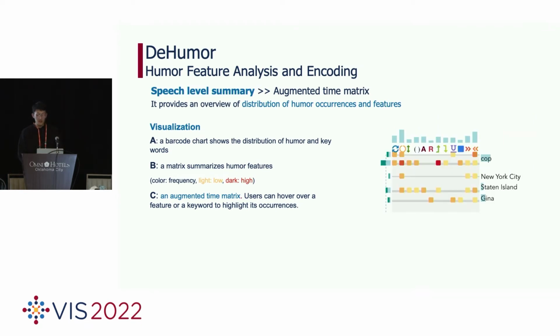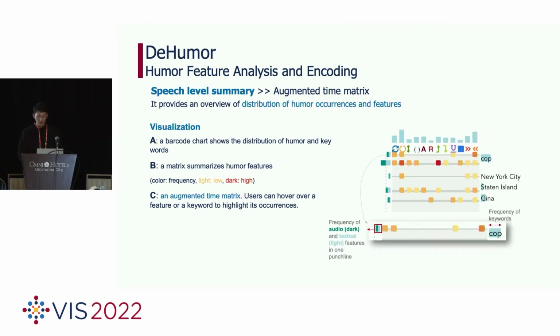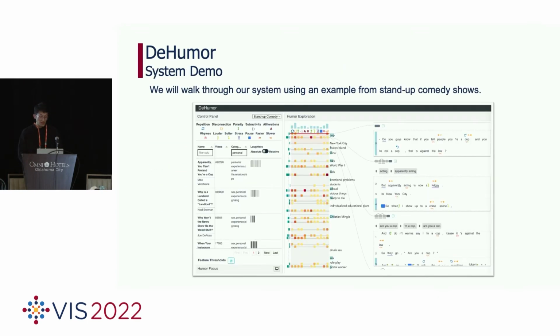In the augmented time matrix, we have an additional summary of the total occurrences of humor features at the top. For each punchline, the summary of textual features, dark green bars, and audio features, light green bars, are placed to the left. And the speech content words as well as their frequency are placed at the right. Next, I will walk through our system using a video demo.